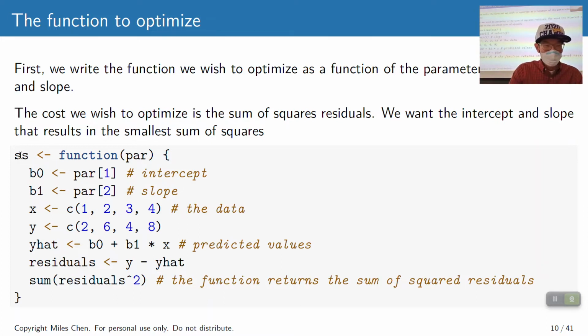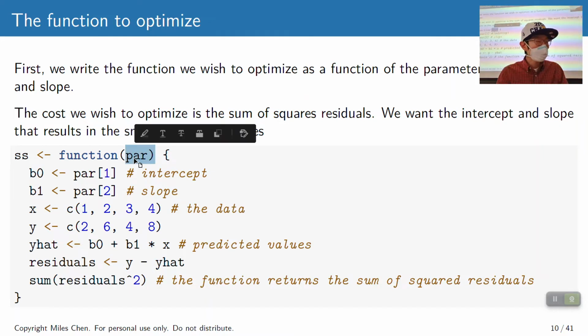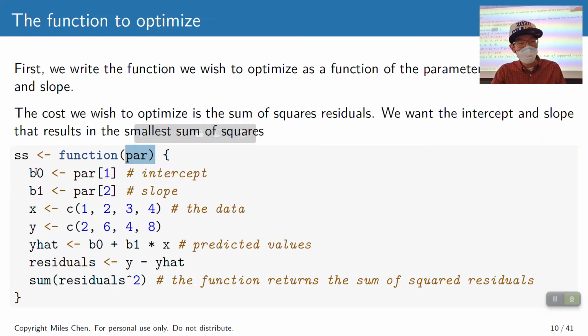And so we're going to take in the parameters, a vector. This vector is going to contain the intercept and the slope. So we're going to say par1 is the intercept, par2 is going to be the slope, b0 and b1. Here's my data. X is 1, 2, 3, 4. Y is 2, 6, 4, 8.